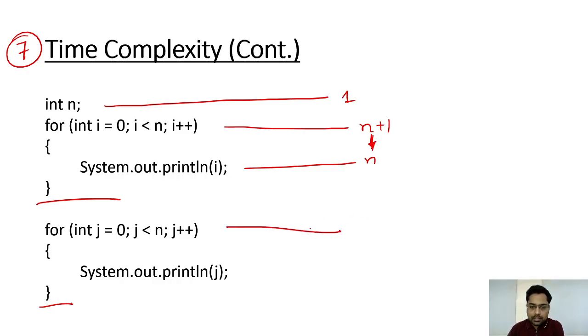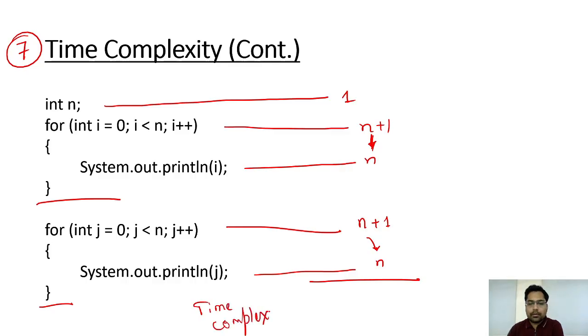Here also the same thing. n plus one times it is running. Here also it is running for n times. Next, to add this time complexity, you are adding 1 plus n plus 1 plus n plus n plus 1 plus n. So the total will be 4n plus 1, 2, 3, 4n plus 3.